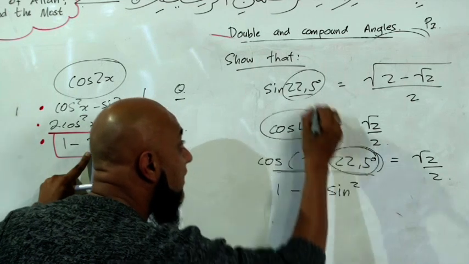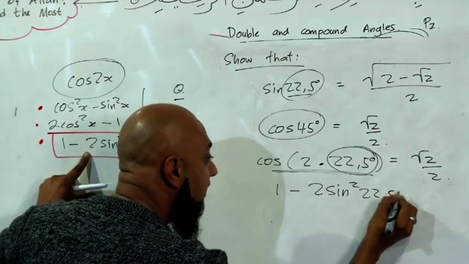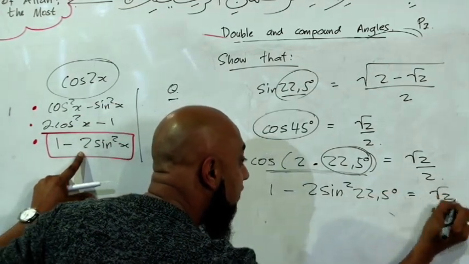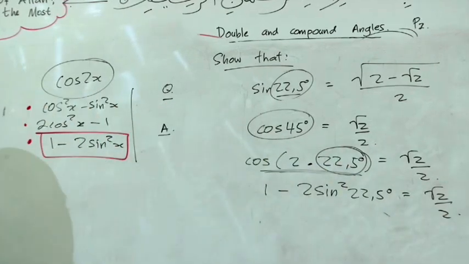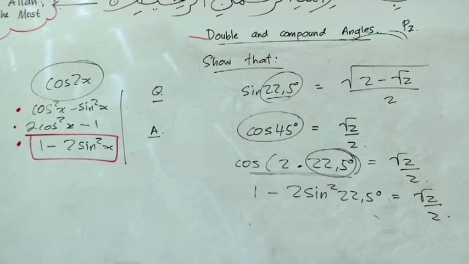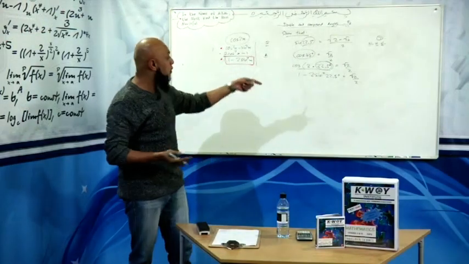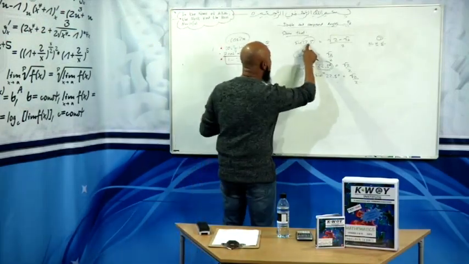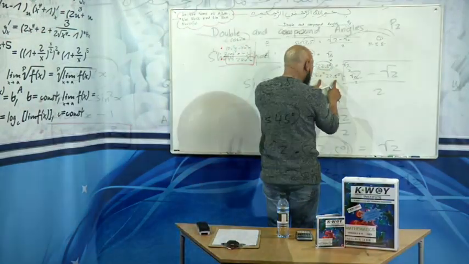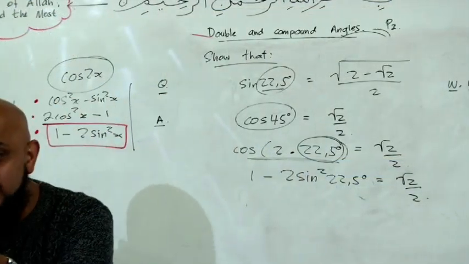So now this becomes 1 minus 2 sine squared 22.5, which is equal to square root 2 over 2. Now we don't have a cos in the problem, unlike the previous one where we had a cos and we didn't know how to get rid of it. We now have it in terms of sine. So there's sine 22.5, there's sine 22.5. What do you think we're going to do right now?